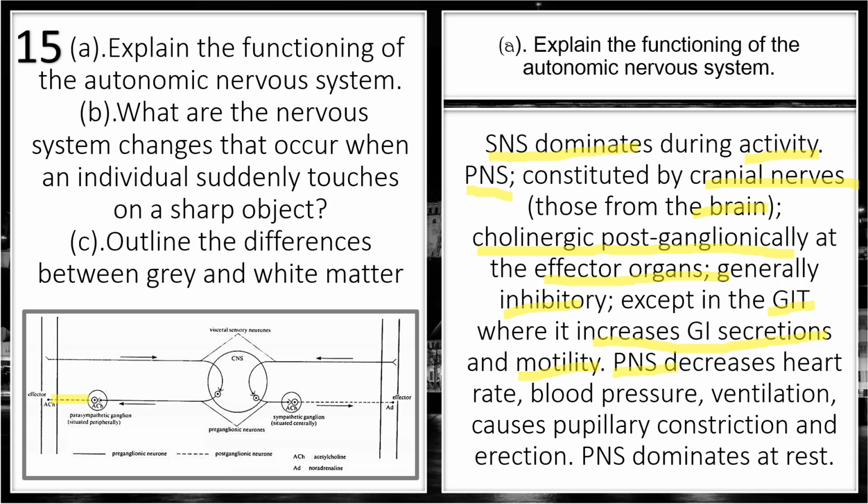Parasympathetic nervous system decreases the heart rate, it decreases the blood pressure, it causes the ventilation rate to be low, it causes pupillary constriction and erection. Parasympathetic dominates at rest.